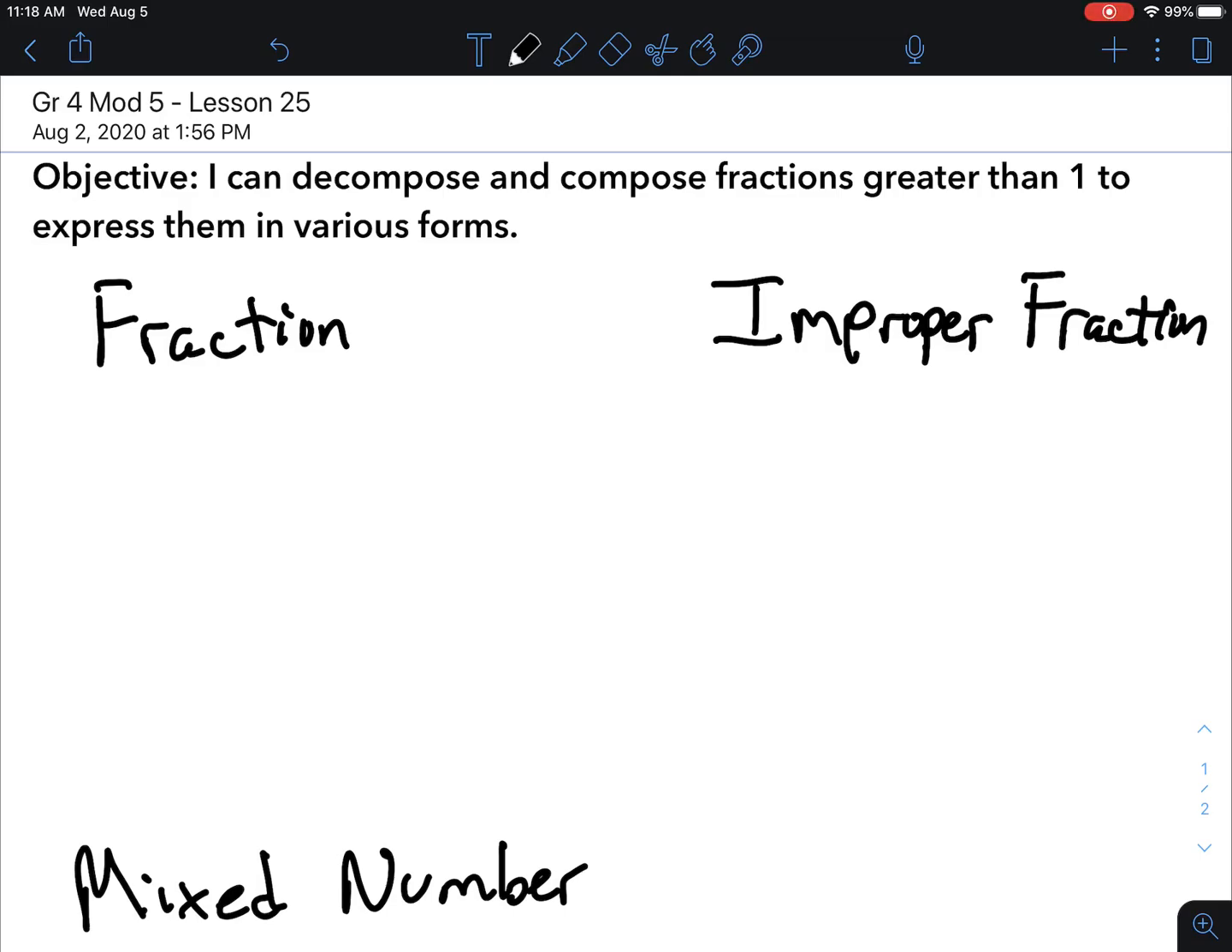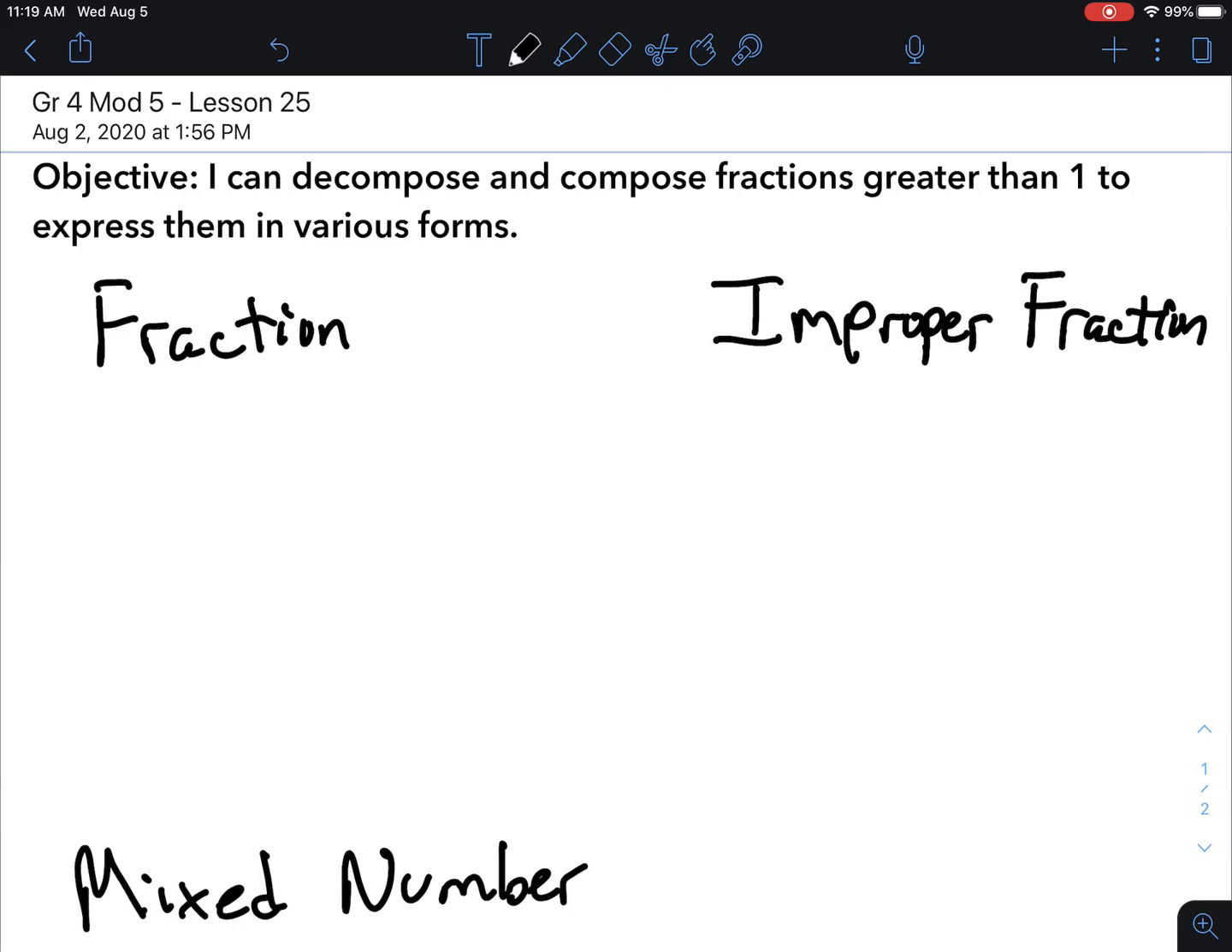Objective for this lesson is I can decompose and compose fractions greater than 1 to express them in various forms. And so what that means is I talked to you in the previous lesson about that we're going to be getting into mixed numbers. And so we're going to start talking about mixed numbers along with fractions and something new, improper fractions. So I think we should start by reviewing fractions for just a second before we get into the other terms.